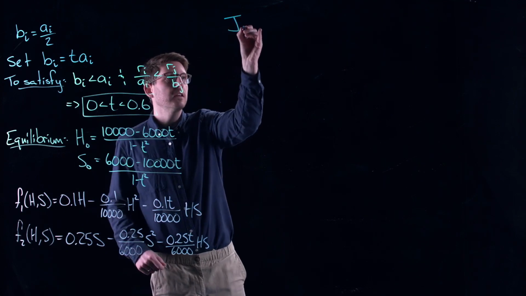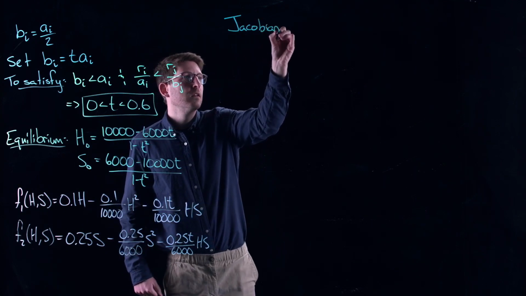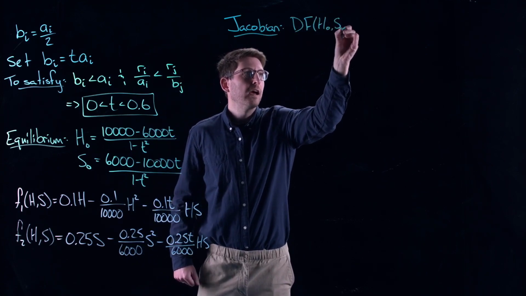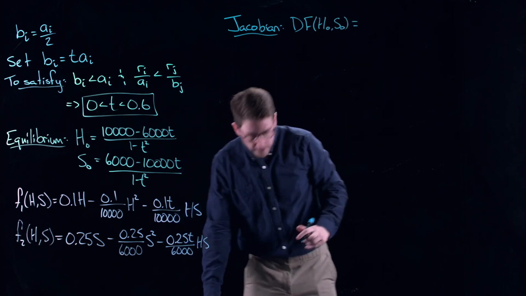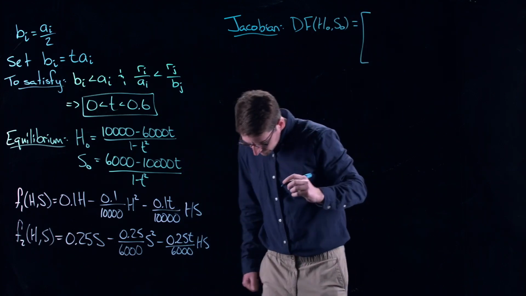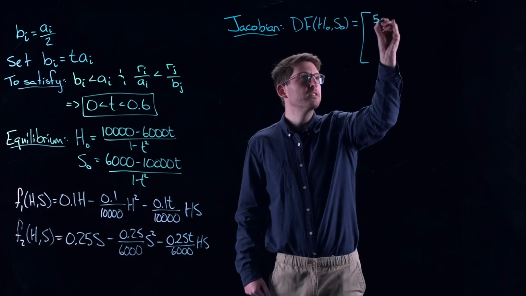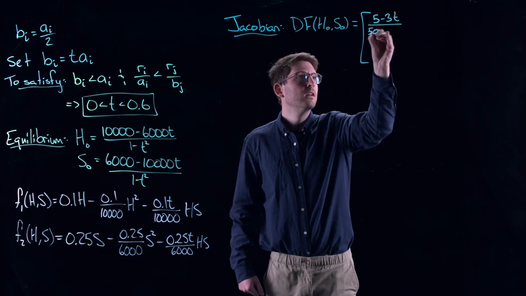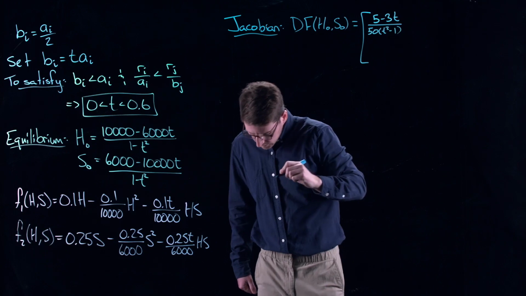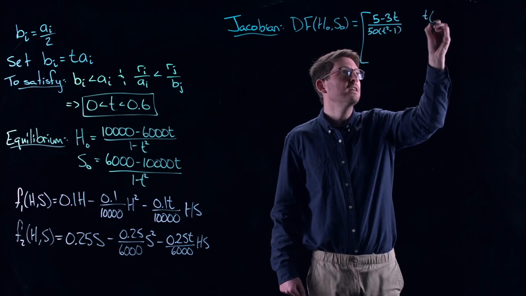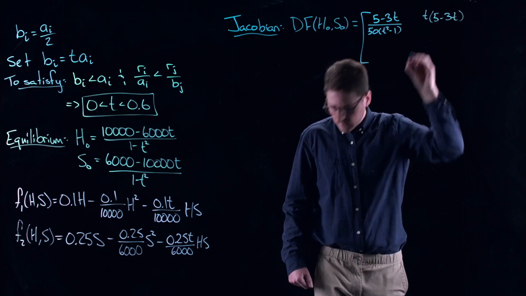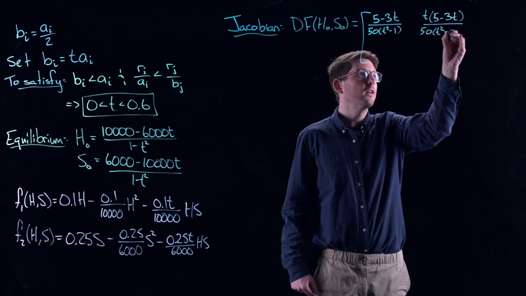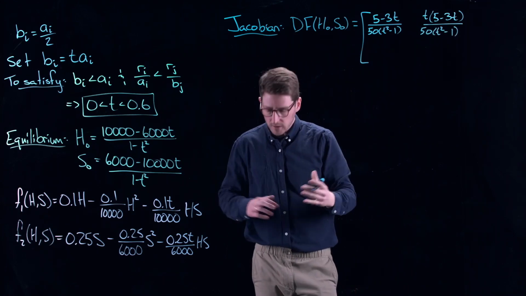So the Jacobian in this case gives me df at h naught, s naught, which I will just write out for you so you can take a look at it. After simplifying, (5 minus 3t) divided by 50 times (t squared minus 1). That's just the first component, right? And then t times (5 minus 3t), and in this case it's 50 times (t squared minus 1). Okay, so they're ugly, they're t dependent, but that's okay.